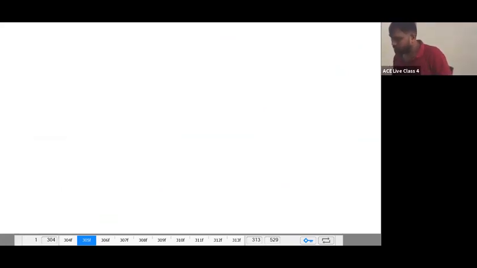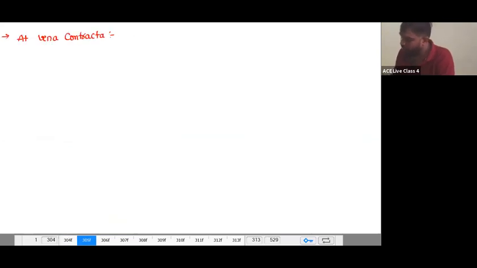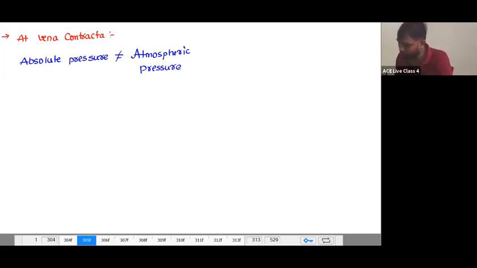Now, at the vena contracta section here, whatever the pressure acting here, this is a pressure head. Let's take it as a pressure. So the absolute pressure is not equal to atmospheric pressure.